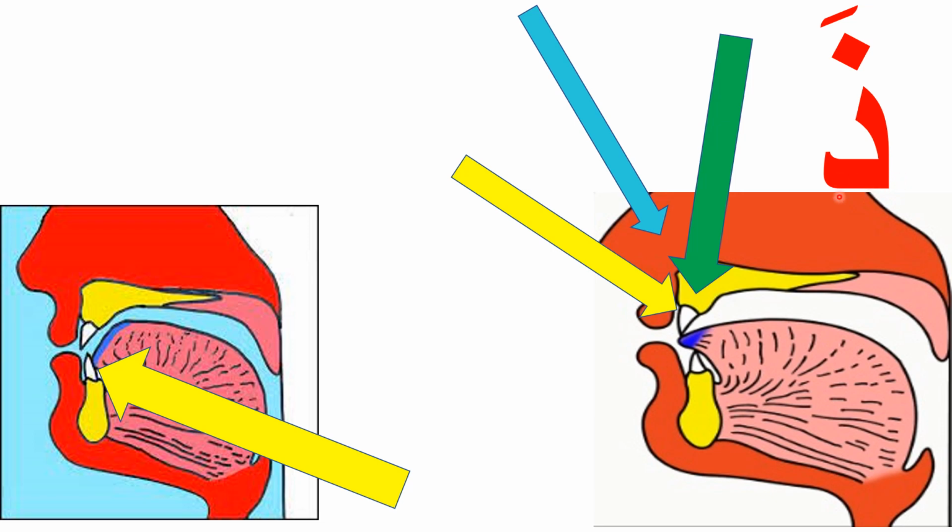The sound of dal is different from the sound of za. To pronounce the letter za, the tip of the tongue needs to touch the lower teeth. Za. To pronounce the letter dal, the tip of the tongue needs to hit the upper front teeth. Dal. So for the letter dal, the tongue needs to hit the upper front teeth.